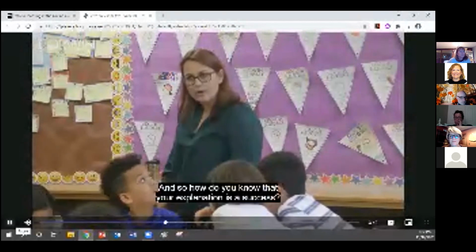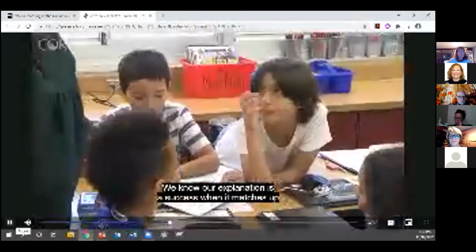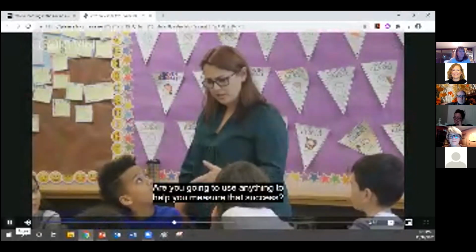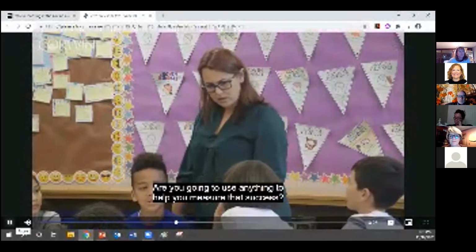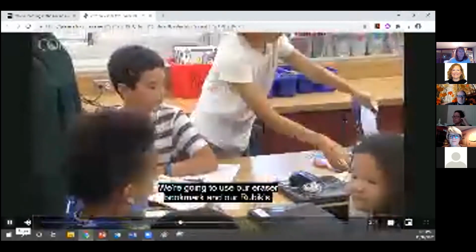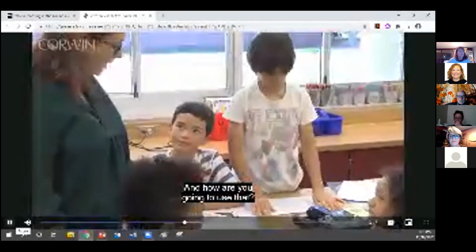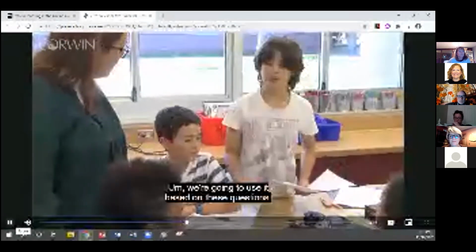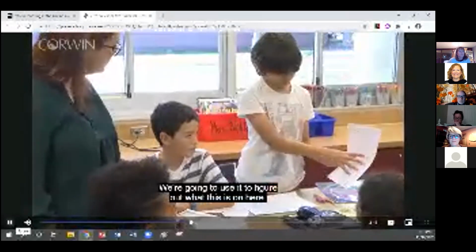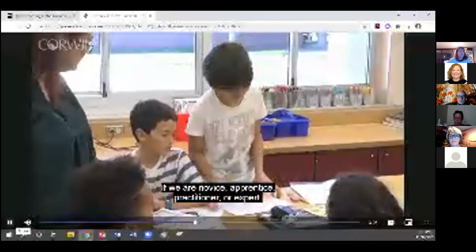And so how do you know that your explanation is a success? We know our explanation is a success when it matches up with our detail. Okay. And are you going to use anything to help you measure that success? We're going to use our eraser bookmark and our rubrics. Oh, okay. You're going to use your rubric. Good. How are you going to use that? We're going to use it based on these questions. We're going to use it to figure out what this is on here. Is there a novice, apprentice, practitioner, or expert?